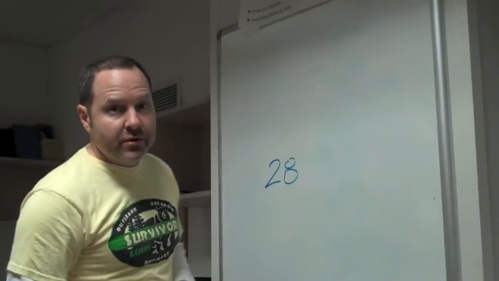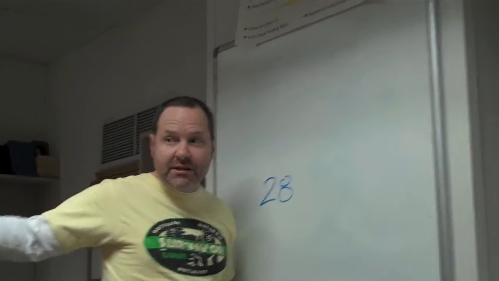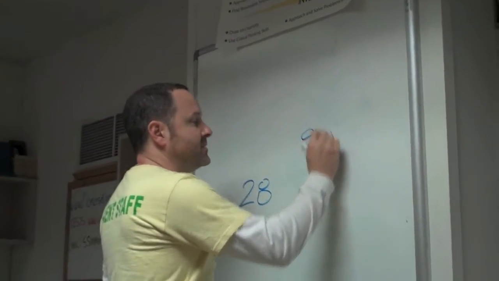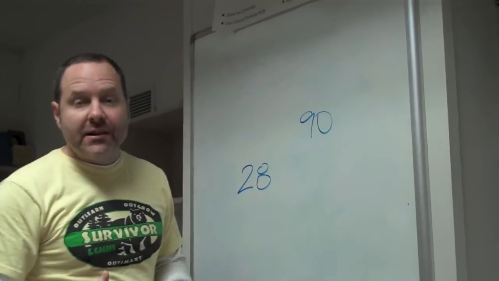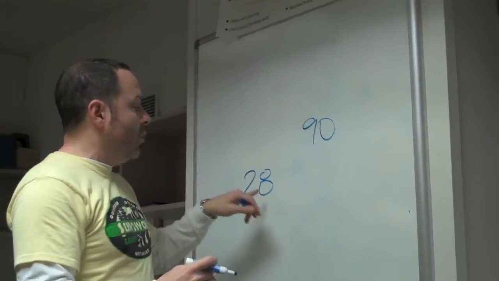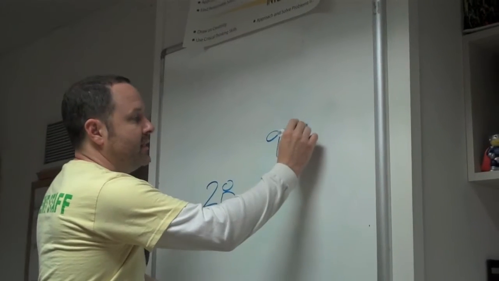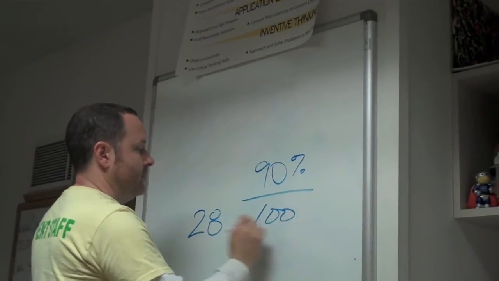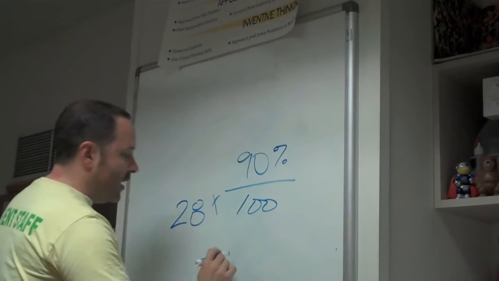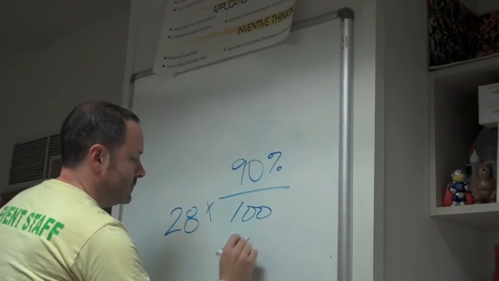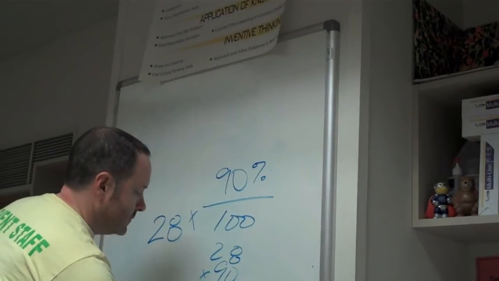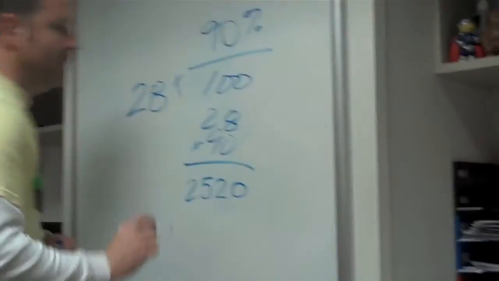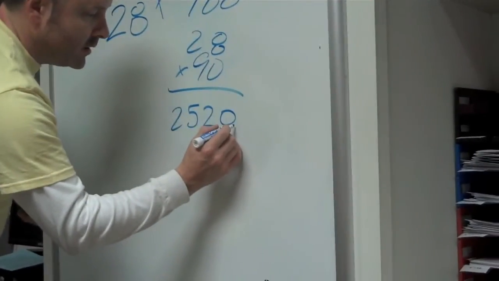For this teacher to be doing a really good job, I need 90% of these kids involved in the lesson while I'm watching. 90%. Well, there's a formula that I learned when I was in school to help me figure out what number is 90% of 28. And I multiply across. And then I divide by 100.